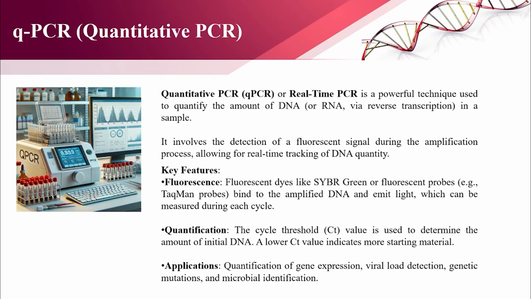Quantitative PCR is a powerful technique used to quantify the amount of DNA or RNA via reverse transcription in a sample, and it involves the detection of a fluorescence signal during the amplification process, allowing for real-time tracking of DNA quantity. So due to the fluorescence signal, we can check the amplification in real time. What are the key features of the qPCR? Why is the qPCR different from the other PCR?